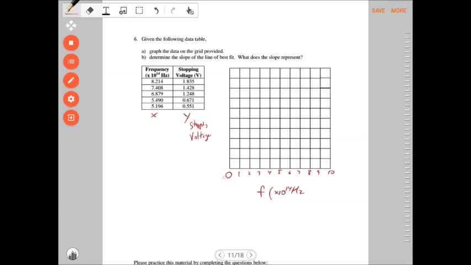Okay, so stopping voltage goes from 1 up to not even 2. So look, this time we can go 0.25, 0.5, 0.75, then 1 would be there, 1.25, 1.5, 1.75, so 2 would be there. So we can go up by 0.25s. Stopping voltage is in V, volts. And the point here, remember, we want to use as much of the graph as we can. So that's the idea there. So now we plot our points.